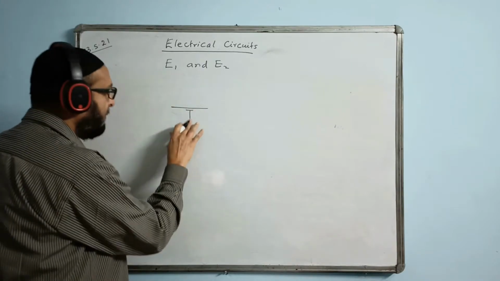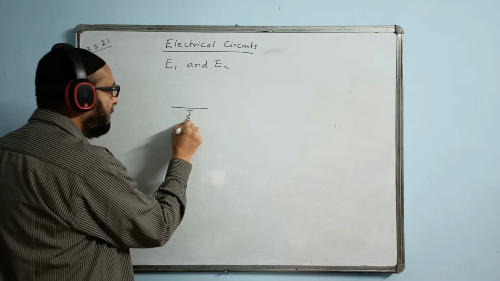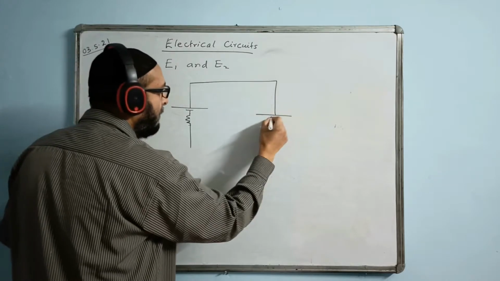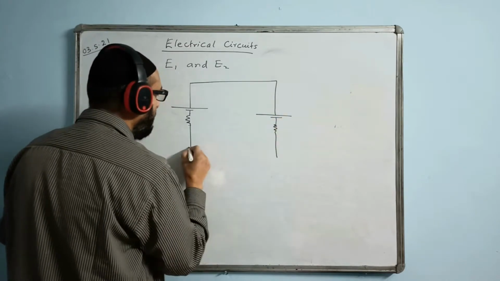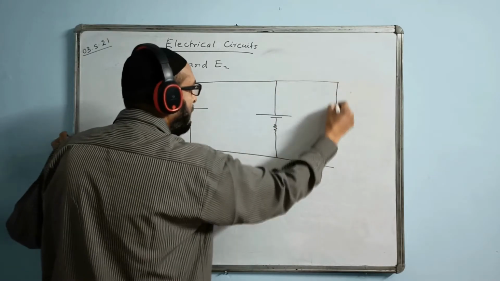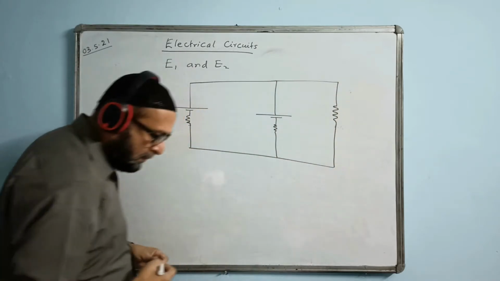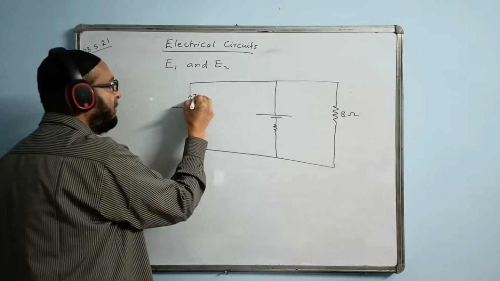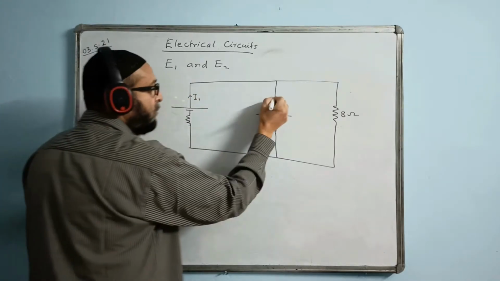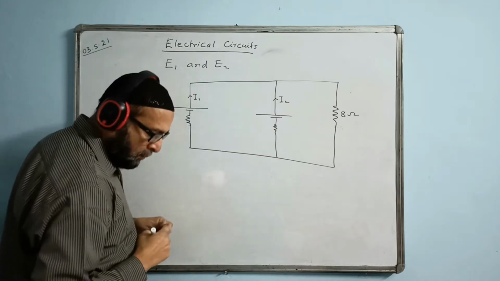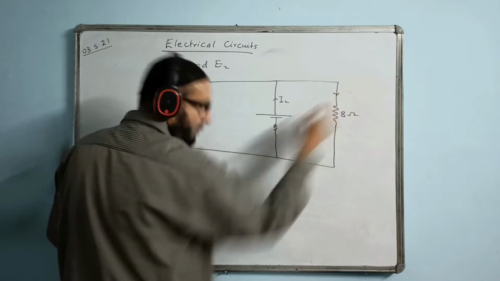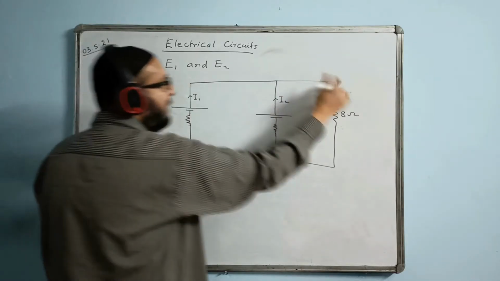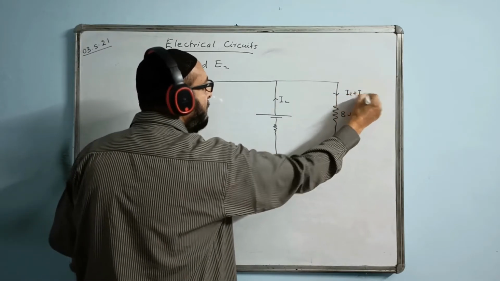They have given a diagram here, the circuit is also given. This is the 8 ohm resistor. This current is given as I1, and this one is given as I2. Here, the current is I1 plus I2.